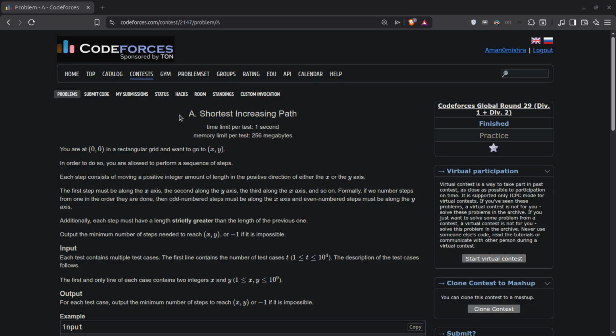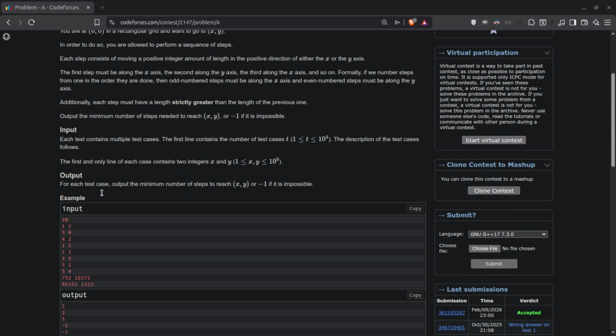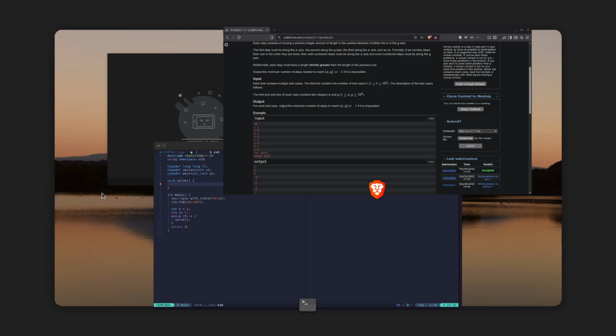And one thing you have to remember, not one thing, more than one thing. First, there are two steps you can take: first x then y, first x then y, like that, okay? Second thing is that the next step should also always be greater than the previous step, okay? And yeah, those are the basics. So let me write the code.